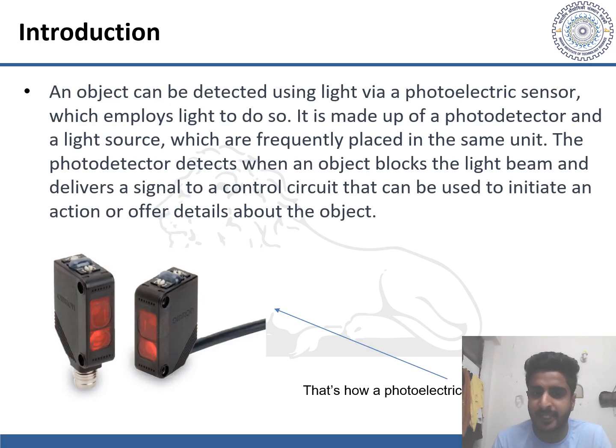So basically, an object can be detected using light via a photoelectric sensor, which employs light to do so. This is what we already know about the photoelectric sensor using an optocoupler, and it is made up of a photodetector and a light source, which are mostly placed in the same unit. They can be placed in different units, but frequently they are placed in the same unit. The photodetector detects when an object blocks the light beam and delivers a signal to the control unit. So if some object blocks the light beam, the photodetector detects that and delivers a signal to the control circuit, which can decide what further action to take. That is the basic working of this photoelectric sensor.